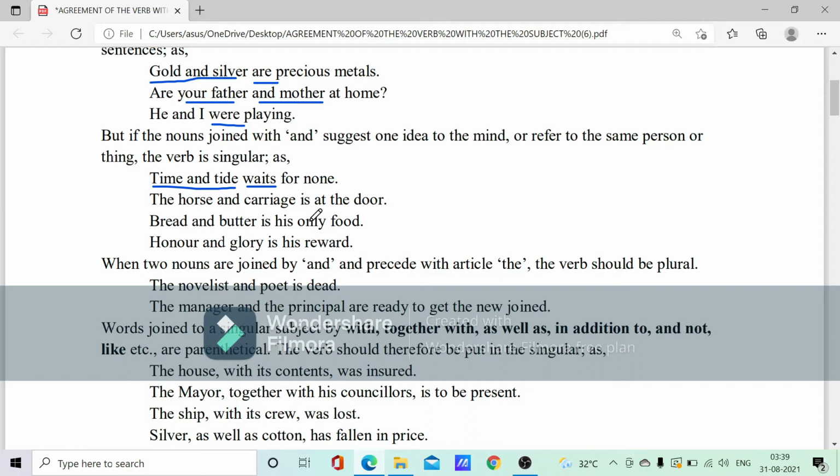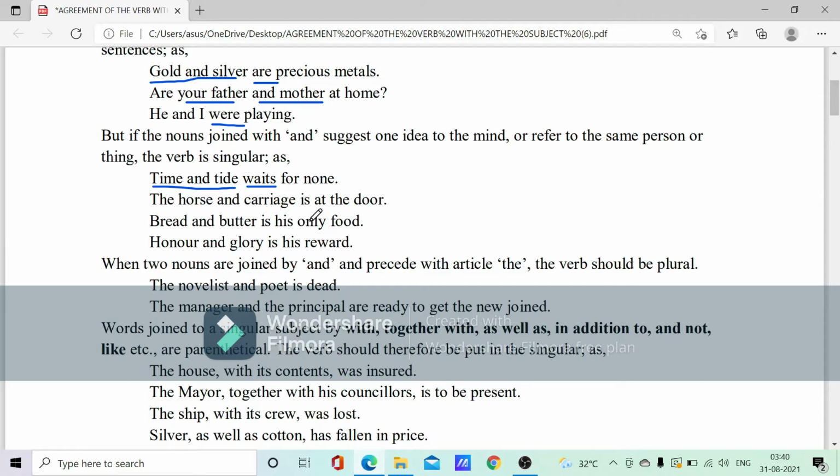And that's why you would find here that "is" is used, not exactly "are". Why? Because the horse and the carriage both almost signify or refer to the same idea, not different ideas, right? And bread and butter, again, the same thing, bread and butter taken together. That's why we have used "is" here, not "are"; honor and glory is, not are.